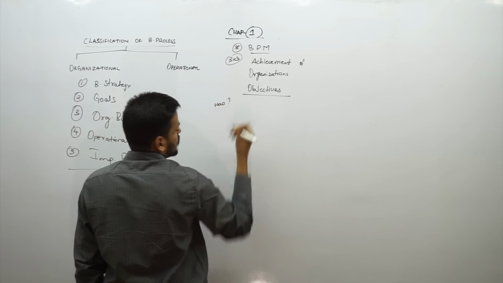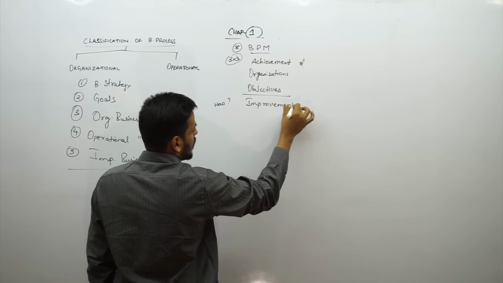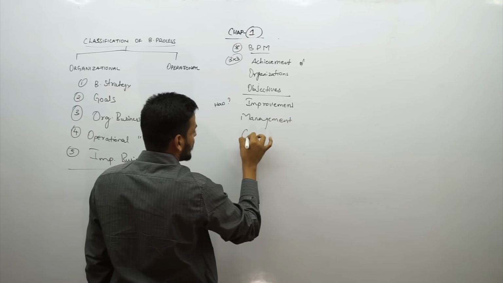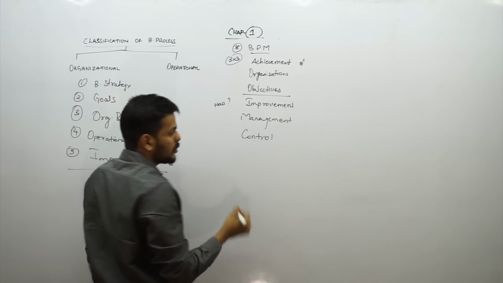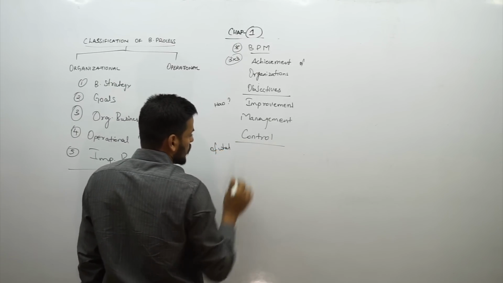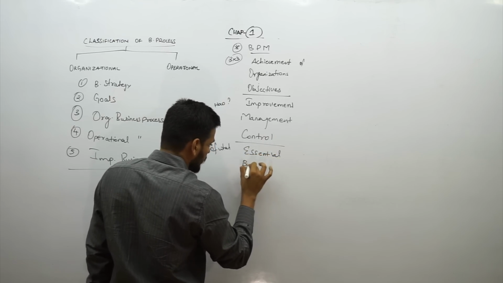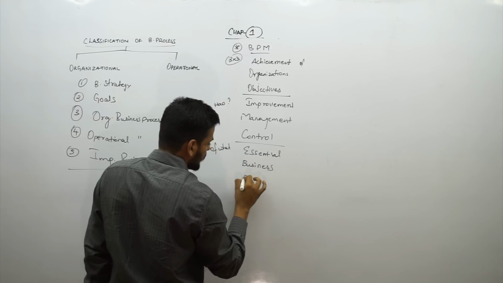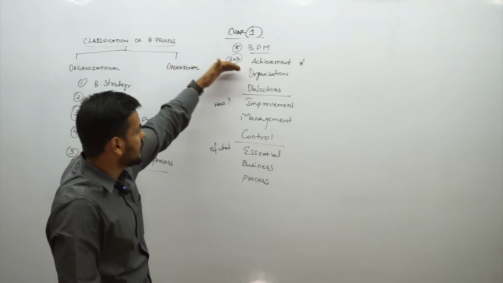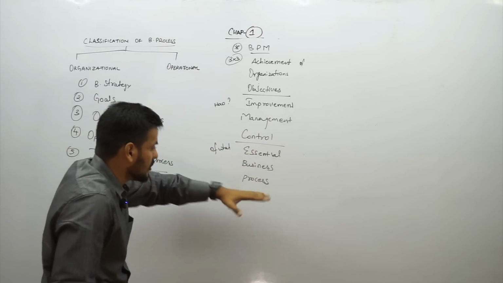The question is how: through three activities, improvement, management, and control. The next question is, of what are you improving? You're going to improve the essential business processes. Guys, this is a simple definition of BPM. Achievement of organization's objectives through improvement, management, and control of essential business processes.